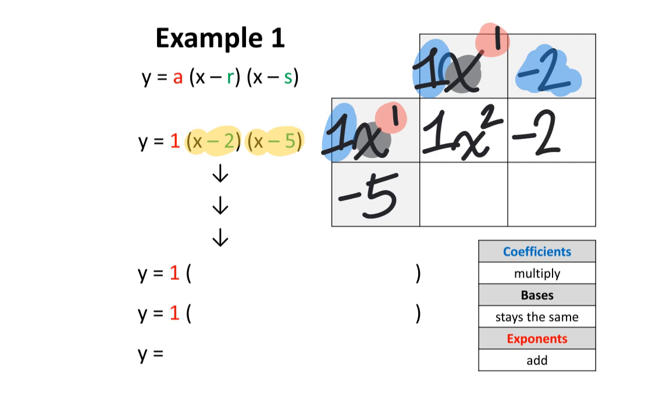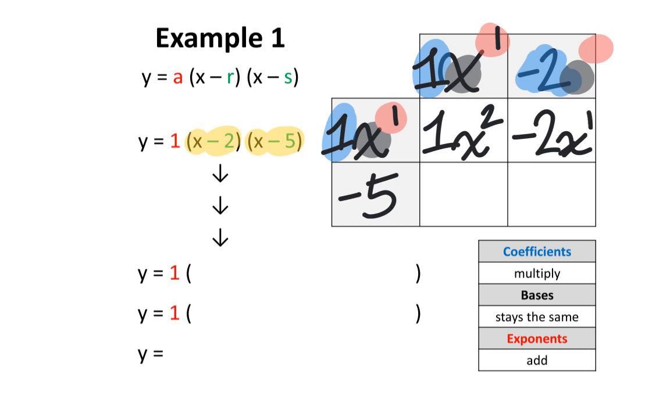We have to look at the bases now. The base of this term is x, but what about that term? There is no base in this term. Bases stay the same, so that variable of x right over here is going to stay the same. So I'm going to write an x right over here. Last, you want to take a look at the exponents. We know the exponent of this term is 1, but what about that term? There is no exponent there since there is no base. Therefore, this exponent of 1 can't be added to anything, so it's going to stay the same. So I'm going to write a 1 right over here.